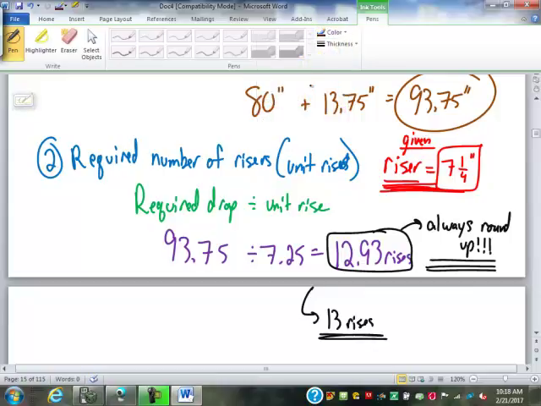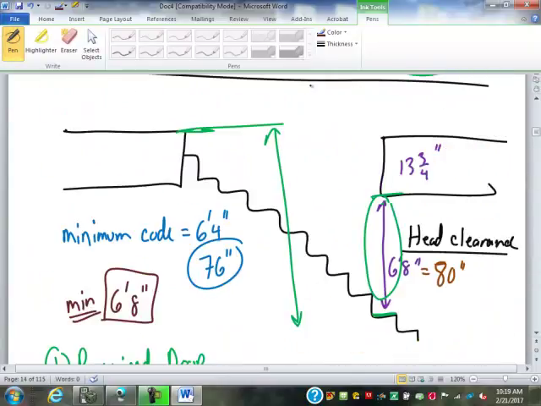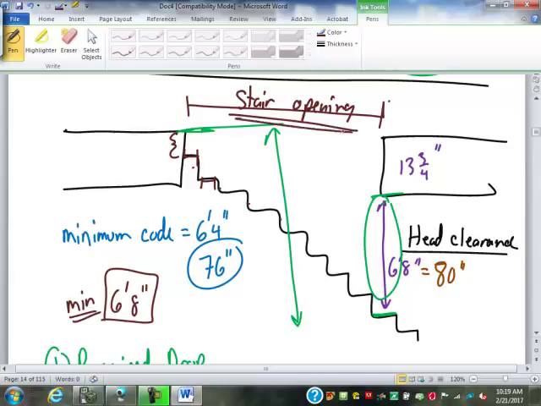So what does that mean? That means to get 13 rises here, 1, 2, 3, 4, 5, 6, 7, I have to have a certain number of treads exposed. And I have to get a stair opening here. And really the stair opening is the most important part of this calculation. We have to know how big of a hole we have to have in our floor to run this stairway.